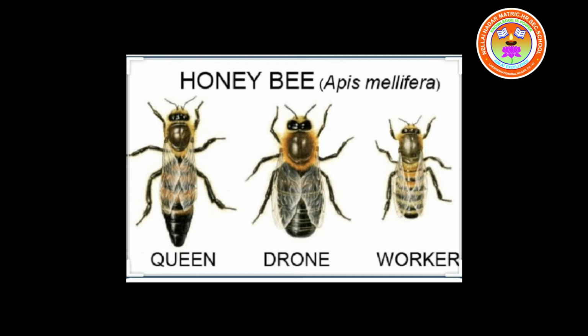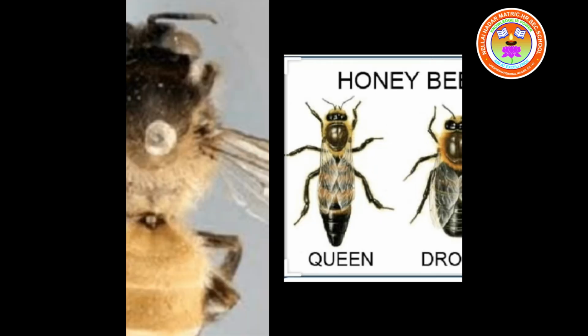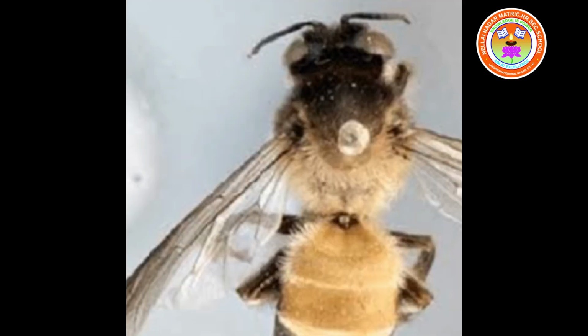Next, let me pass on to the varieties of honey bee. So there are two different varieties: indigenous varieties and exotic varieties. So indigenous varieties of honey bee, which include Apis dorsata, it is commonly called as rock bee or wild bee.